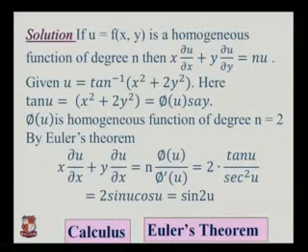So we can apply here Euler's modified theorem: x del u by del x plus y del u by del y is equal to n f of u upon f dash u. So it's tan u, and the derivative of tan u is sec square u. So on simplification we have 2 sin u into cos u. So it is sine 2u.